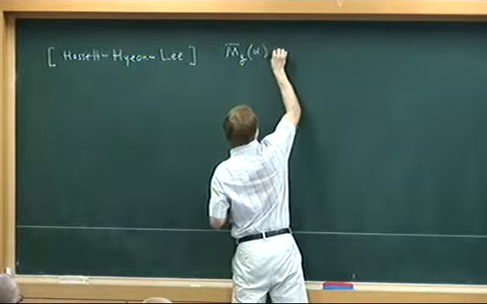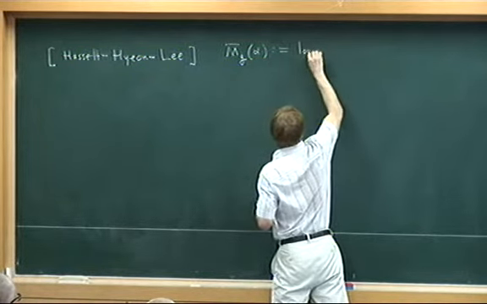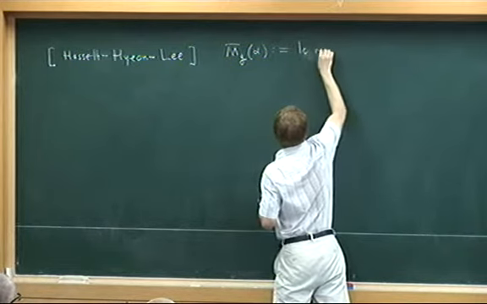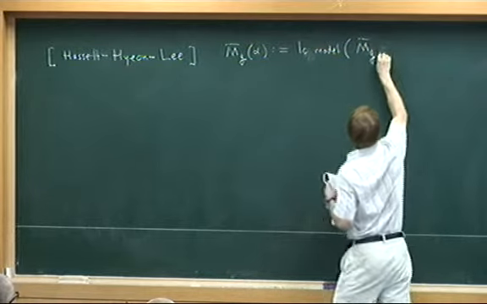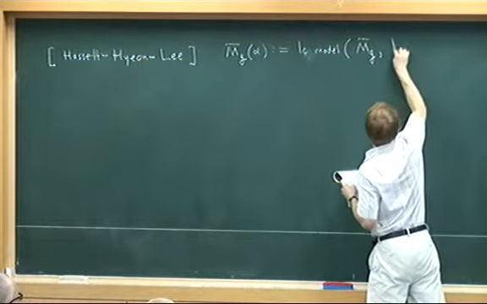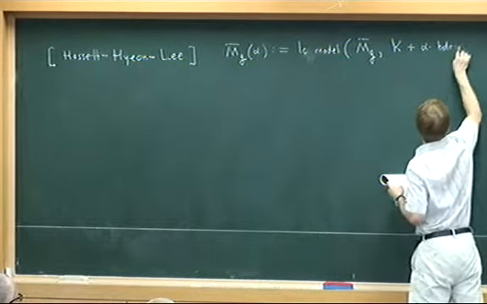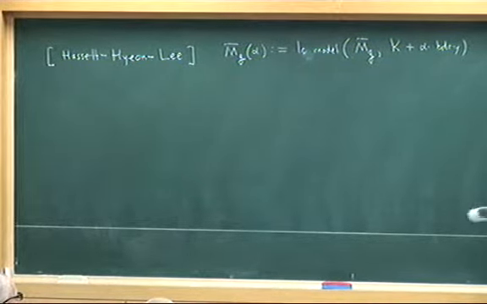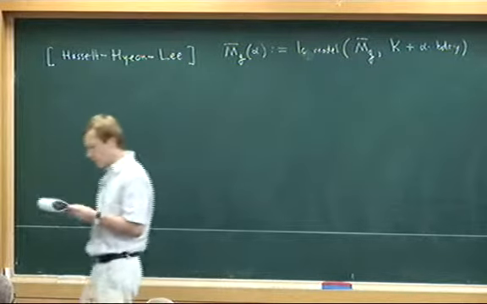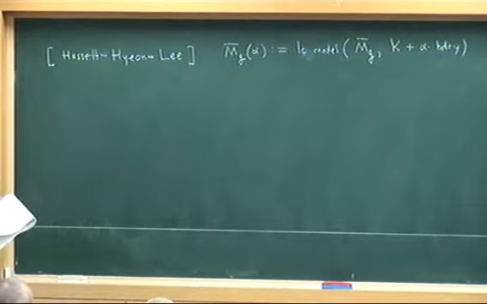M_g(alpha), the log canonical model of M_g bar with respect to the divisor canonical class plus alpha times the boundary. So for any alpha less than 1, from BCHM we know that there is this moduli space over complex numbers at least.